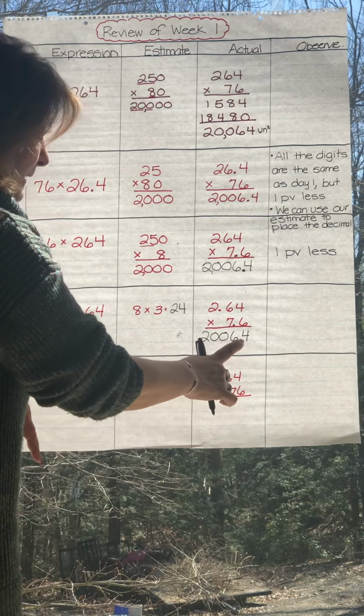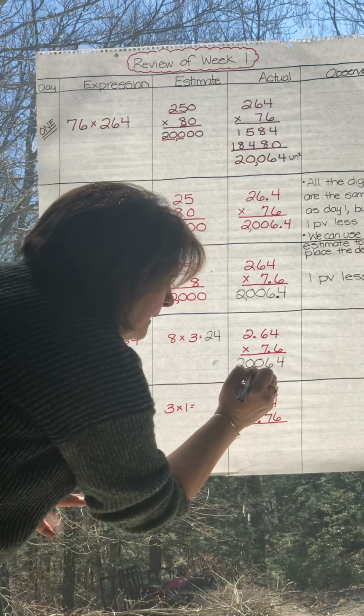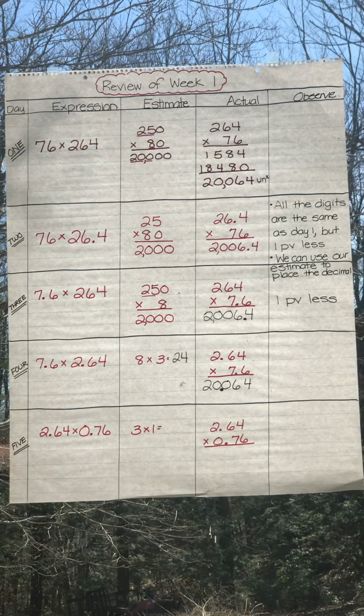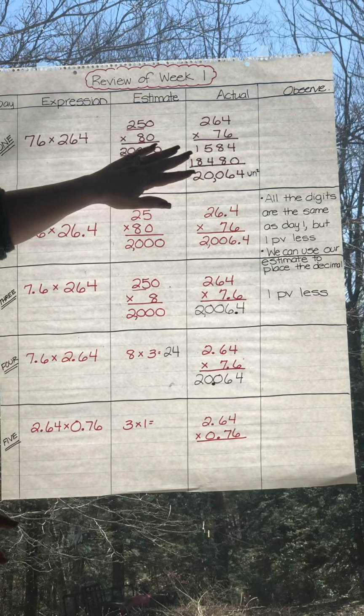2 and 4/10 is too far away. So the only place that it really makes sense is right here: 20 and 64 hundredths. We can also look at it if we compare it to our original.